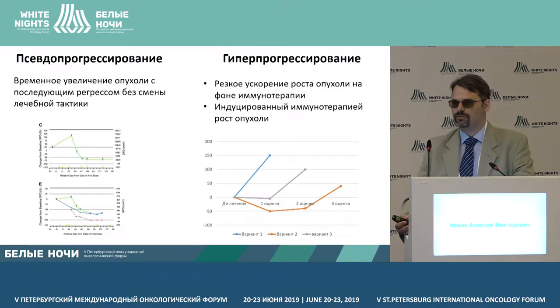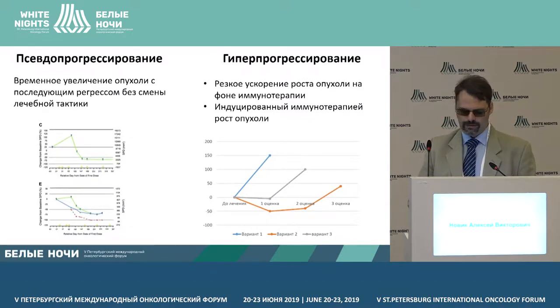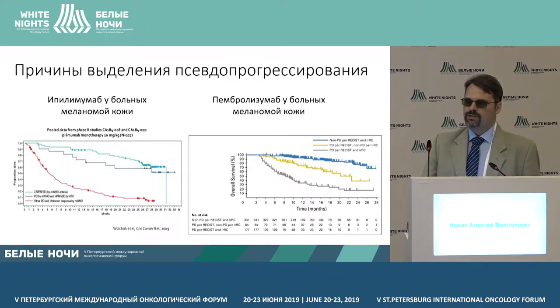And indeed, we don't change anything in our behavior. The patient is concluded, and oftentimes they respond. And hyperprogression implies rapid acceleration of tumor growth. It means that the immune system stimulates and supports tumor growth. Often it may occur after stabilization and regression, or as immediate growth. Basically, there is no conventional definition because no one knows how to measure this growth and what the thresholds are.